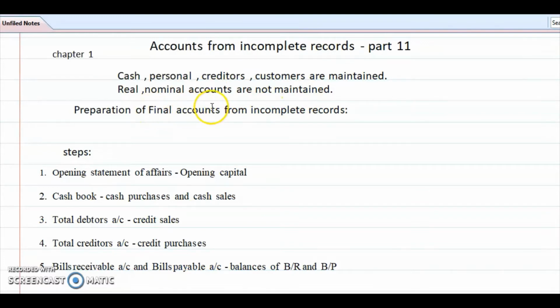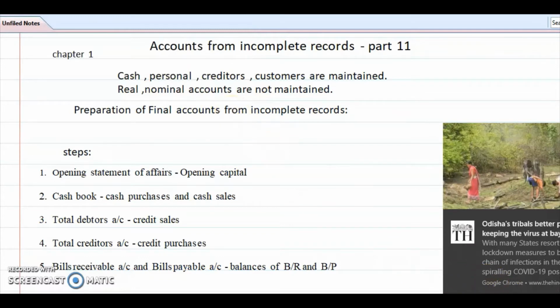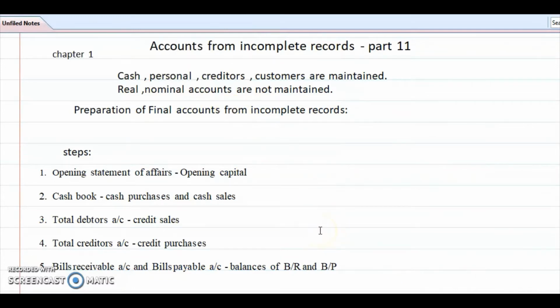Then how can we find out the final accounts from incomplete records? Whatever the organization may be, they should maintain the accounts and come to a conclusion of final accounts. Without final accounts, we cannot find out the real position of the business. So in case of incomplete records also we need to prepare the final accounts. There are some steps to be followed, based on the missing information, to find out the final accounts.